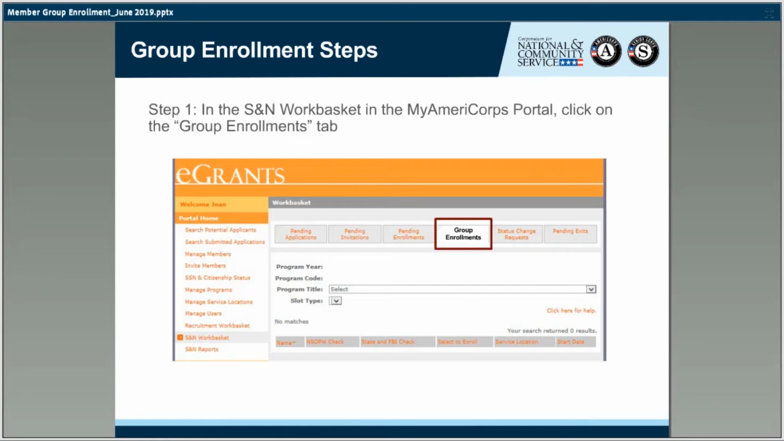Let's transition now to a step-by-step walkthrough of the group enrollment process. The first step is to locate the new Group Enrollments tab, which is in the SNN workbasket in the AmeriCorps portal. You'll find it to the right of the Pending Enrollments tab. When you first click on the tab, there will be no members listed. It will look blank, like what you see here. The members will appear in the next step.